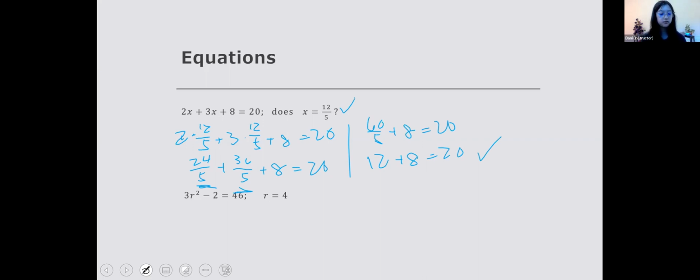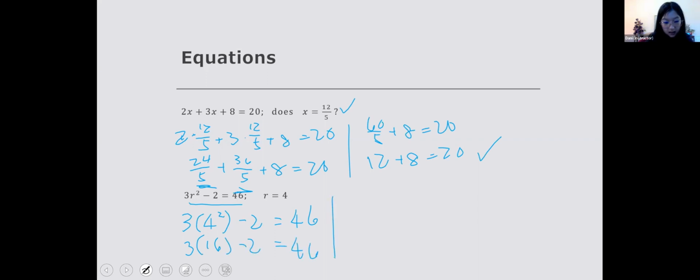So when r is equal to 4, is this equation correct? Let us plug 4 into r. It will be 3 times 4 squared minus 2 equals 46. So this is 3 times 16 minus 2 equals 46, and 3 times 16 is 48. Does 48 minus 2 equal 46? Yes, 46 is equal to 46. So r is equal to 4.